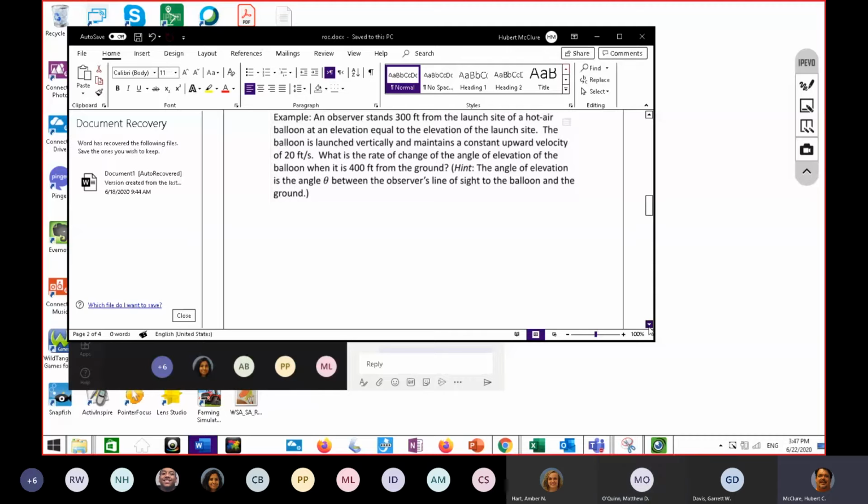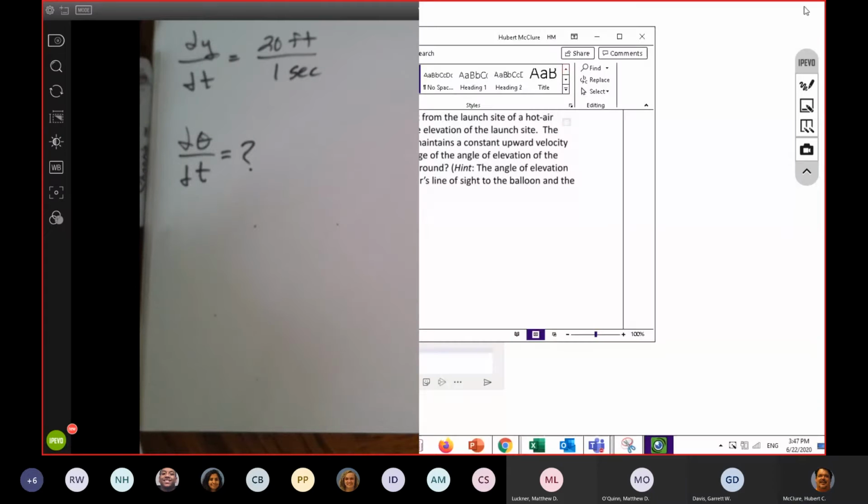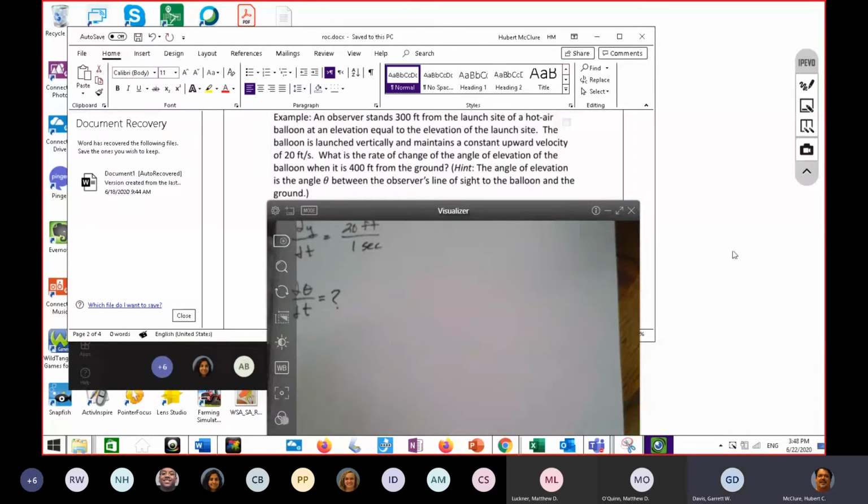What is the rate of change of the angle? So that means we want d theta/dt. We can't see what you're writing. I know, I'm going to turn it, I'm reading it to y'all right now. I'm just writing down what they're giving us. That's what y'all should be doing. The balloon is launched vertically. What is the rate of change of the angle of elevation? That's the person watching, how they're turning their head or their eyes up. That's the angle of elevation, when it is 400 feet from the ground.